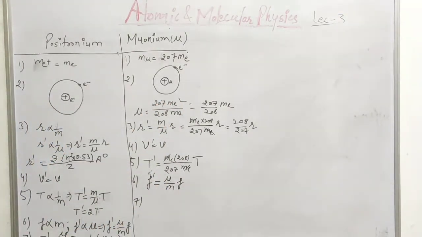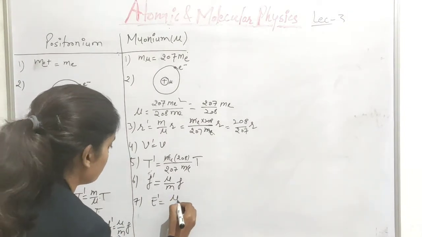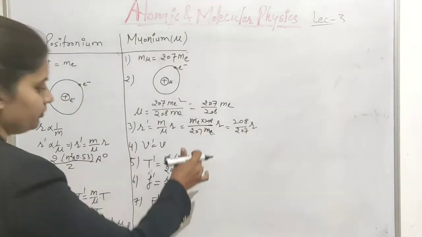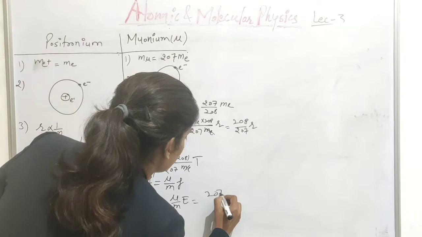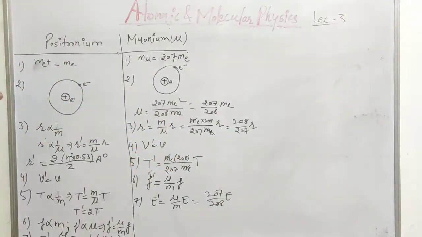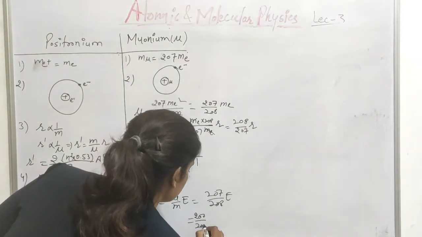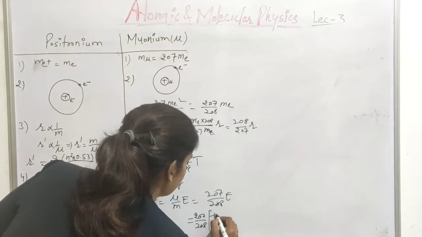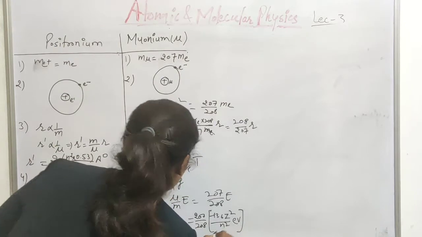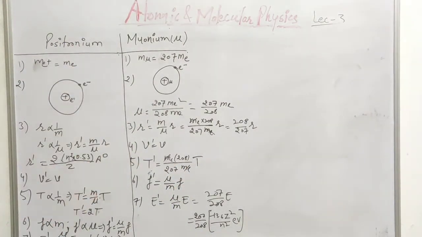Now we will see the effect on energy. So E dash is equals to mu over m into its original energy, and mu is equals to 207 over 208 into its original energy. So it comes out to be 207 over 208 into its original energy, which is minus 13.6 Z square over n square electron volt. So these are the data for muonium atom.